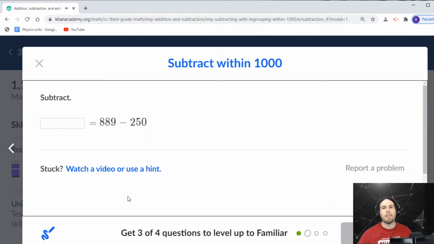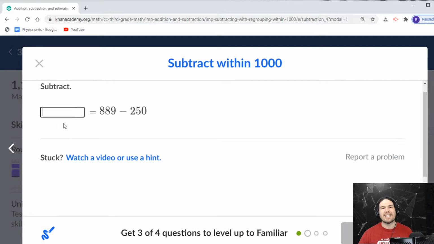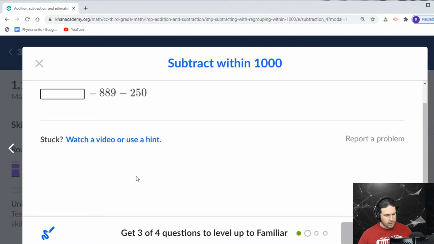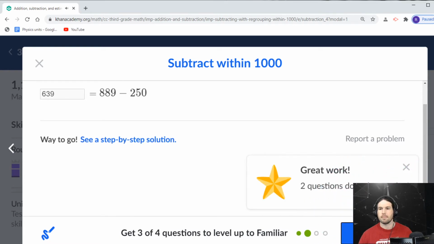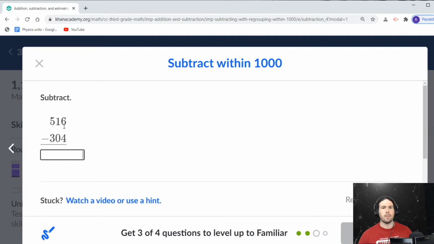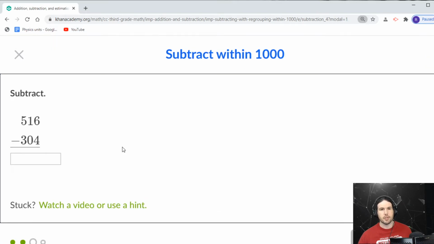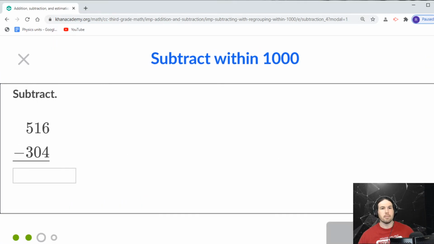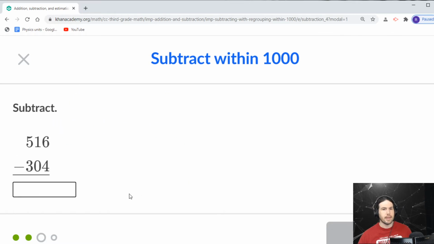889 minus 250. Well, if I did 890 minus 250, that would be 640, right? But I added 1 too many, so it should actually be 639. 516 minus 304. Well, I know there's no regrouping, no borrowing, none of that's necessary. The answer is 212, right? 500 minus 300 is 200. 10 minus 0 is 10. 6 minus 4 is 2, 212.